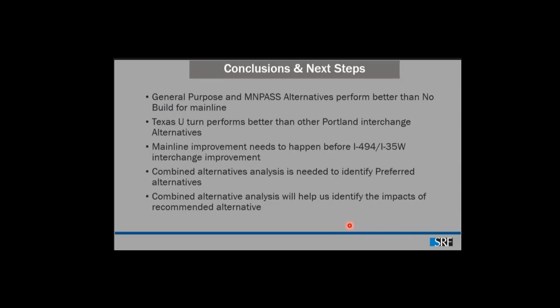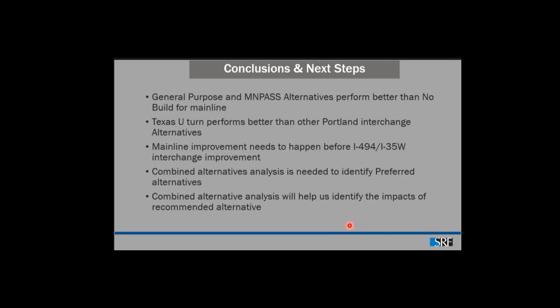Overall, in our alternative comparison, we see our general purpose and our min pass condition perform better than our no build, and our Texas U-turn performs better than our other Portland alternatives, and mainline improvements need to happen before we make any changes in our 494 other access or 35W interchange alternative.